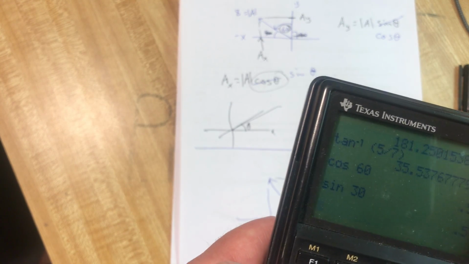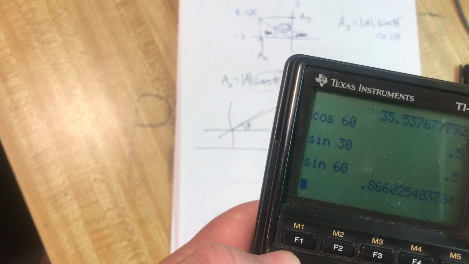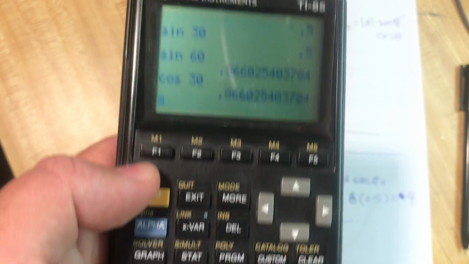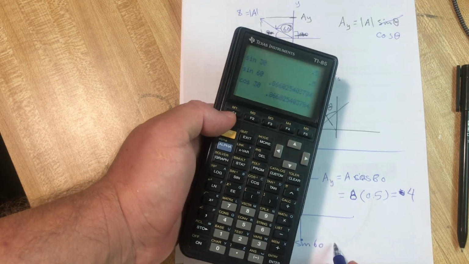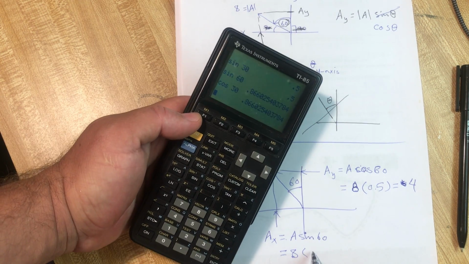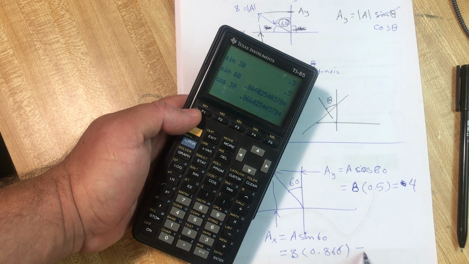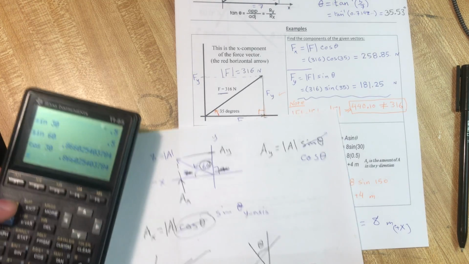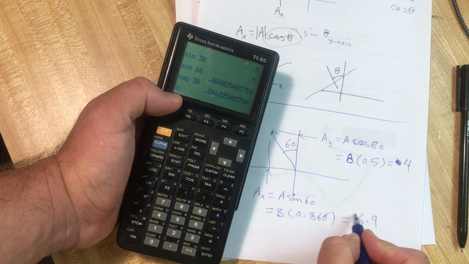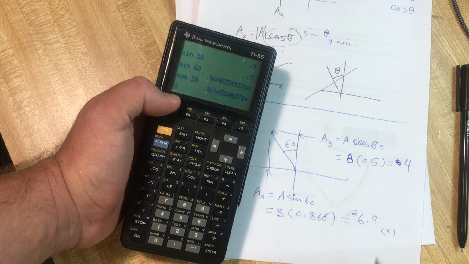Sine 60 and cosine 30 are also equal. So this will be equal to 8 multiplied by 0.866, which is equal to, as we saw from before, 6.9, but in the negative x-axis.